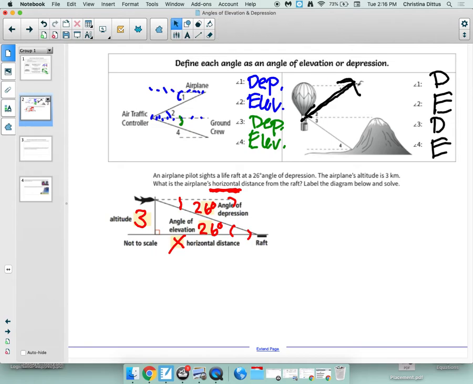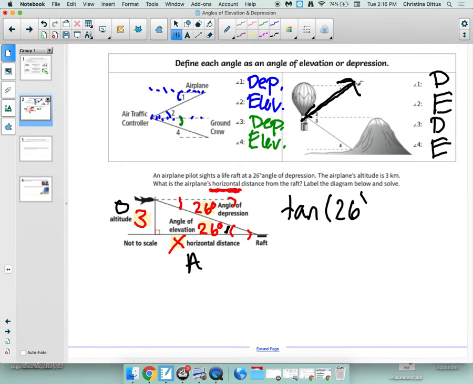So to solve for x, you have to decide if we're working with sine, cosine, or tangent. In order to decide that, we need to label our sides. From 26's point of view, how does 3 relate? Opposite. How does x relate? Adjacent. So my SOHCAHTOA or TOA? TOA. So I have the tan of my angle, which is 26.